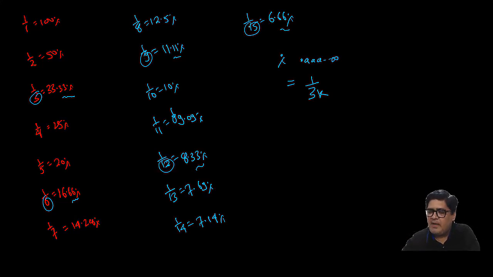Whenever the same decimal repeats continuously, the denominator has to be a multiple of 3. So pay attention to these things. Learn these things. More observations.